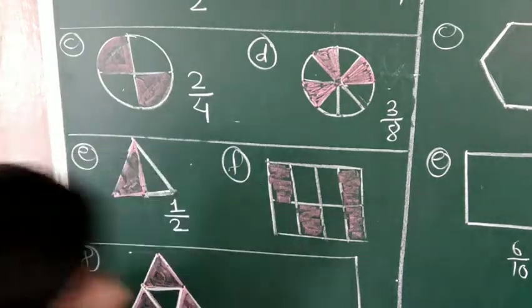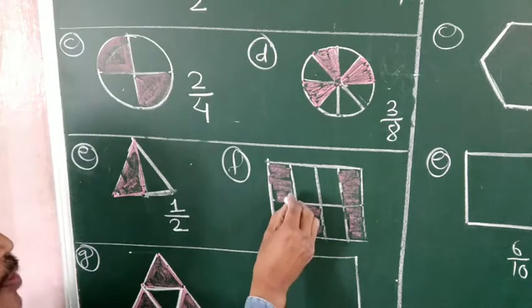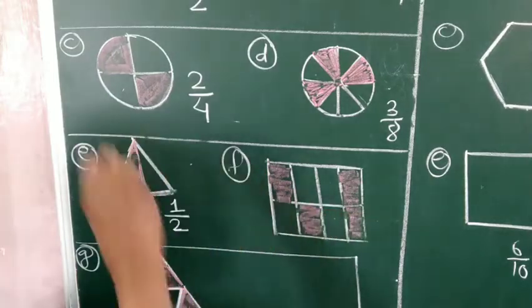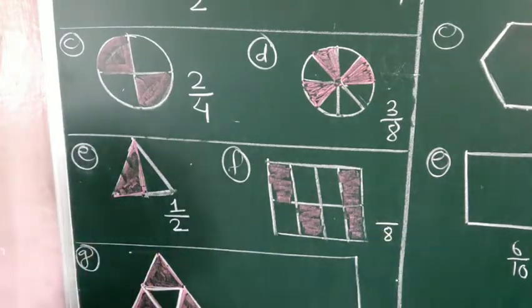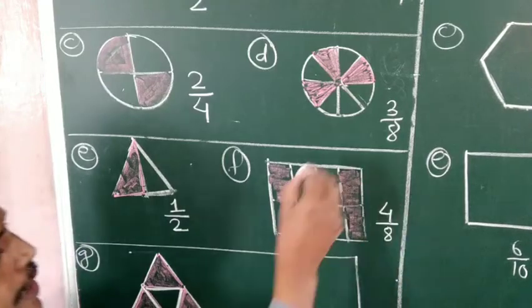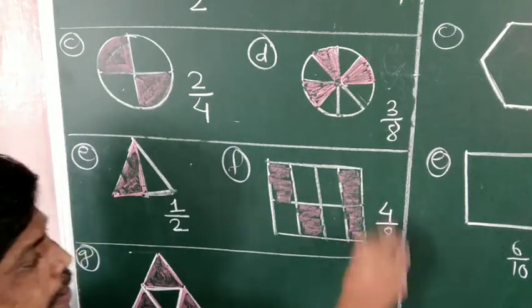Now, come to shape number F. This is a rectangular sheet. How many parts are here, beta? 1, 2, 3, 4, 5, 6, 7 and 8. So the total number of parts is 8. And out of these 8 parts, see 1, 2, 3, 4 parts are colored. So you can write here 4 by 8. This is the fraction for the colored part.